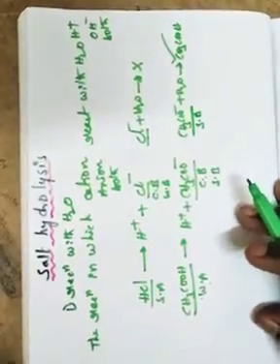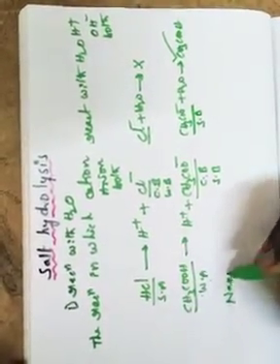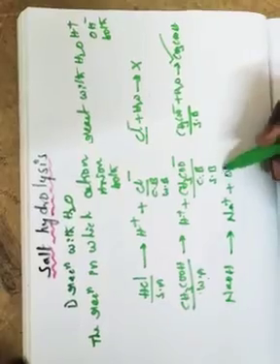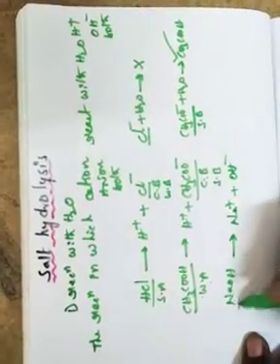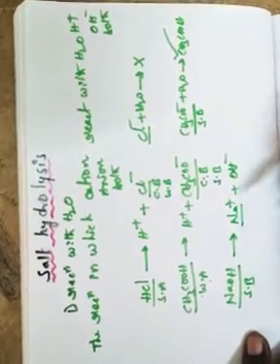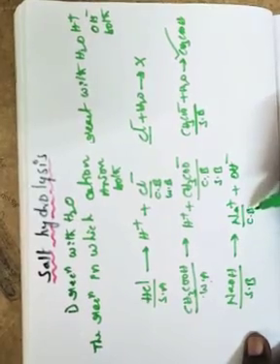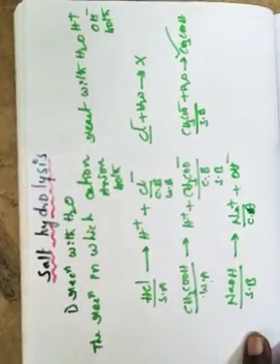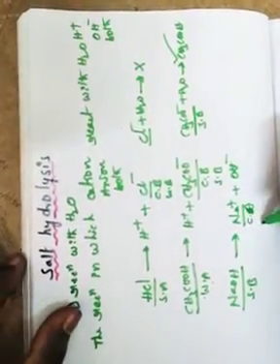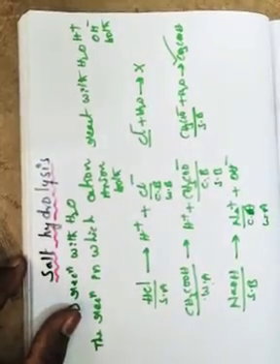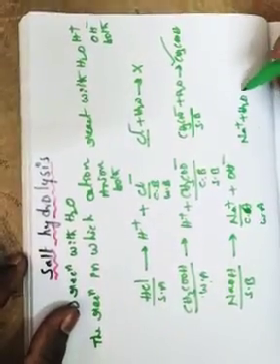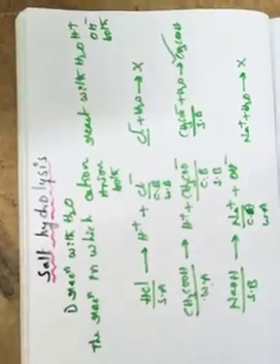Next, let me take two more examples. NaOH, when you dissolve it in water, produces Na plus and OH minus ions. Now you know that NaOH is a strong base. What about Na plus? Na plus is the conjugate acid of NaOH. The conjugate acid of a strong base always acts as a weak acid. So when you treat Na plus with water, it does not participate in hydrolysis.